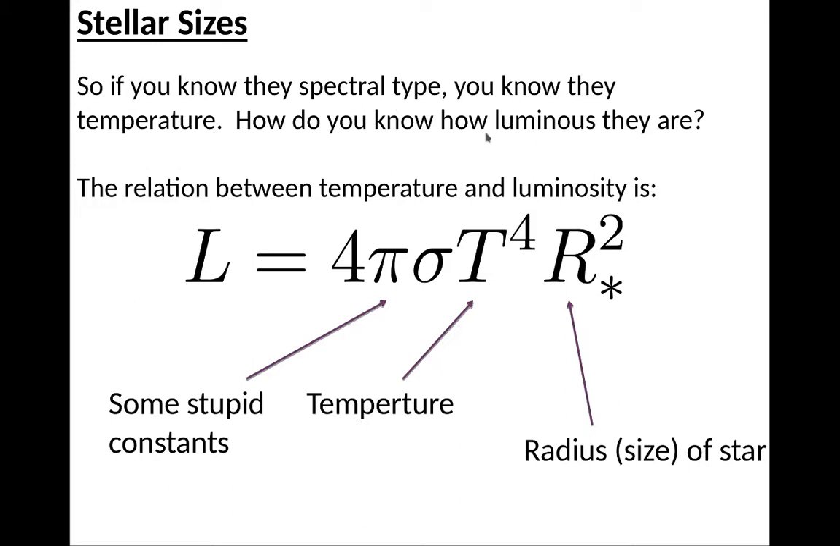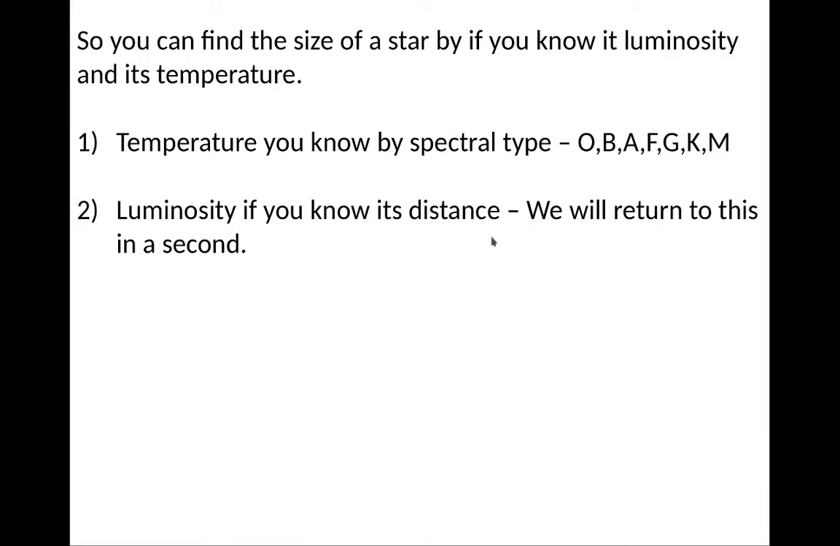So how do you know how bright they are? There's a relationship between temperature and luminosity, and it's the following: L, which is luminosity, equals 4 pi sigma, where pi is 3.14 and sigma is the Stefan-Boltzmann constant. So these are some stupid constants here. Then there's the temperature, which goes to the fourth power, times the radius of the star squared. So how luminous something is depends on how big it is and how bright it is, the brightness per unit area, which depends on the temperature. So you can figure out the size of the star if you know its luminosity and its temperature. Temperature you know because you know the spectral type: O, B, A, F, G, K, M.